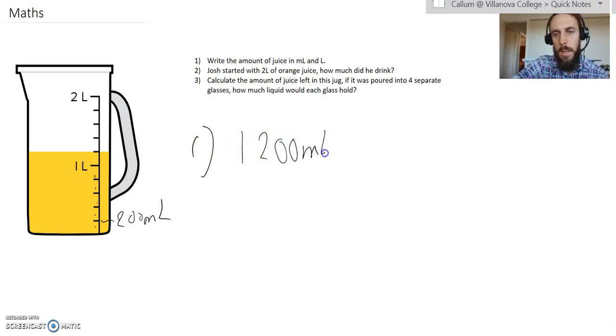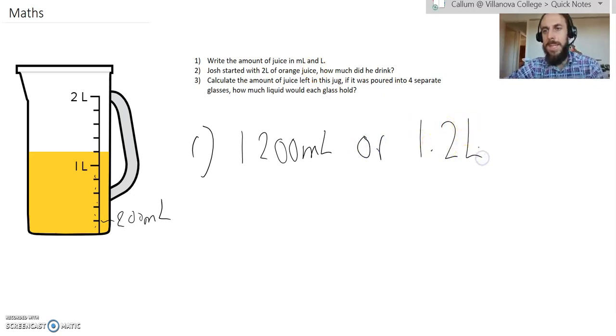1,200 milliliters. Now the question asks me to show it in milliliters and litres, so the other way we could show that in litres would be 1.2 litres. Some boys in class were writing the extra zeros after the decimal. You can do that and it's still right, but you obviously do not have to.